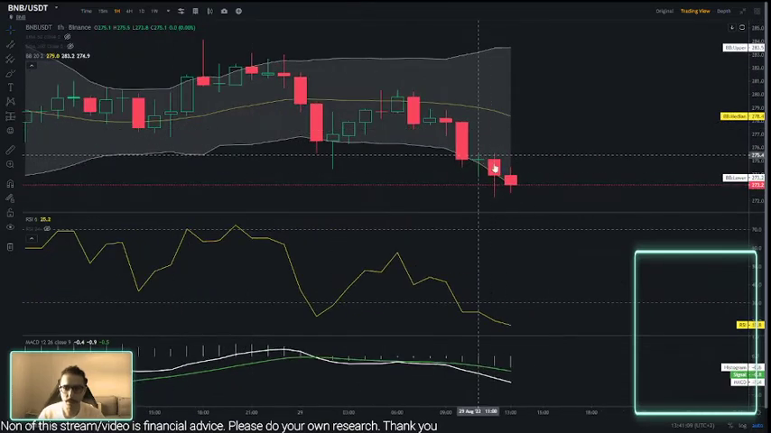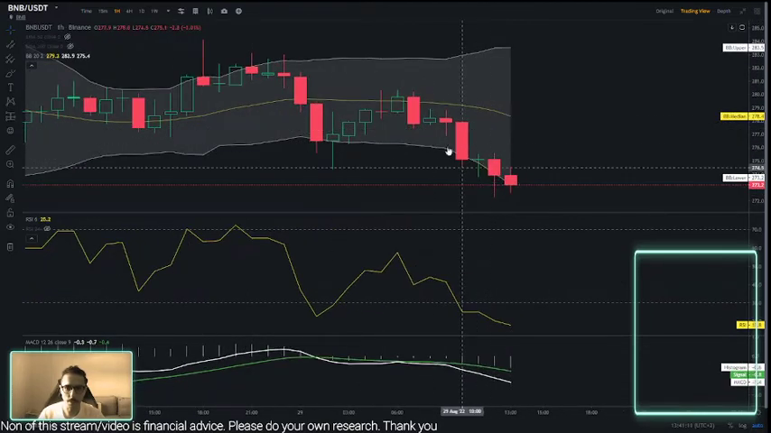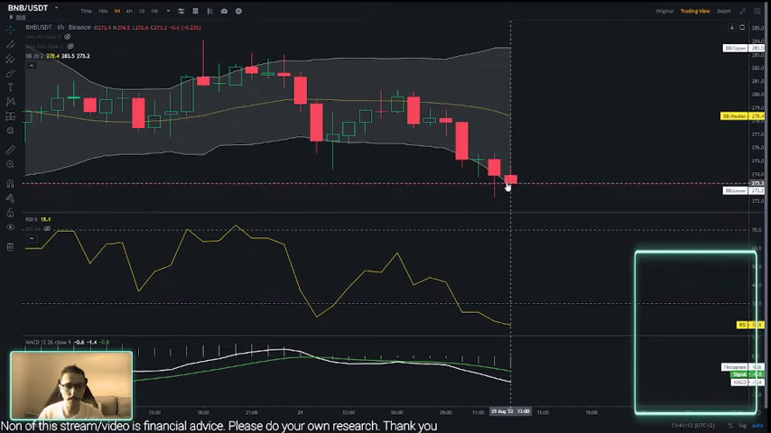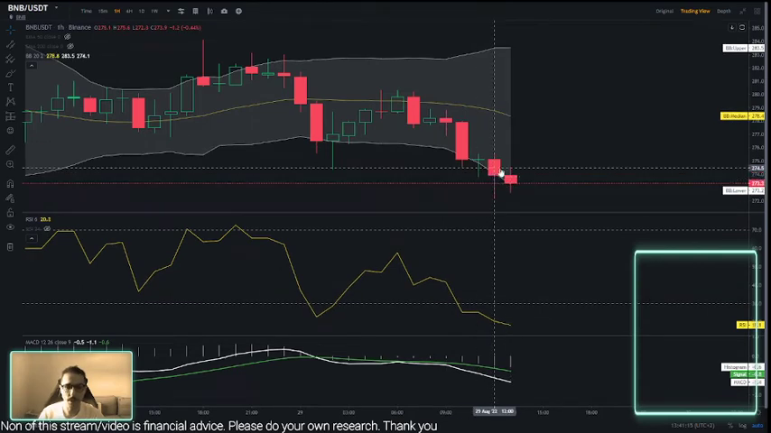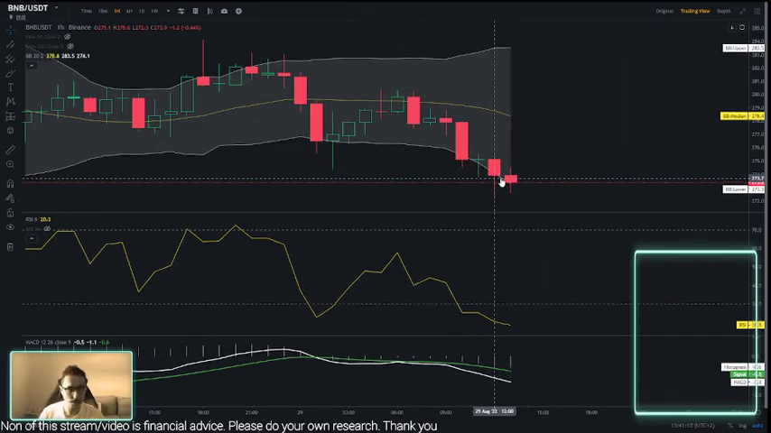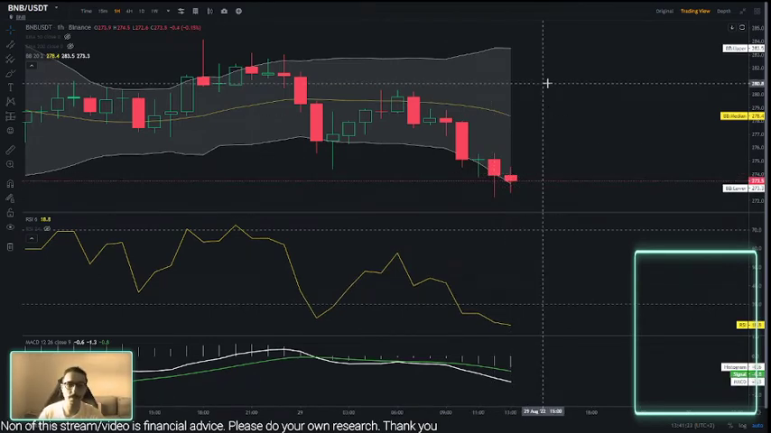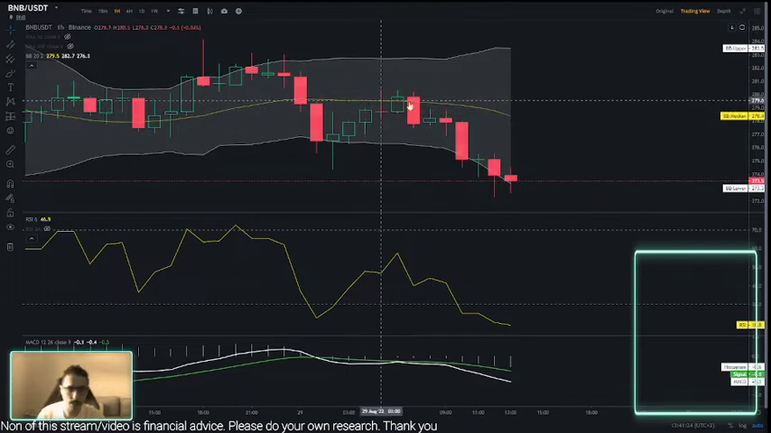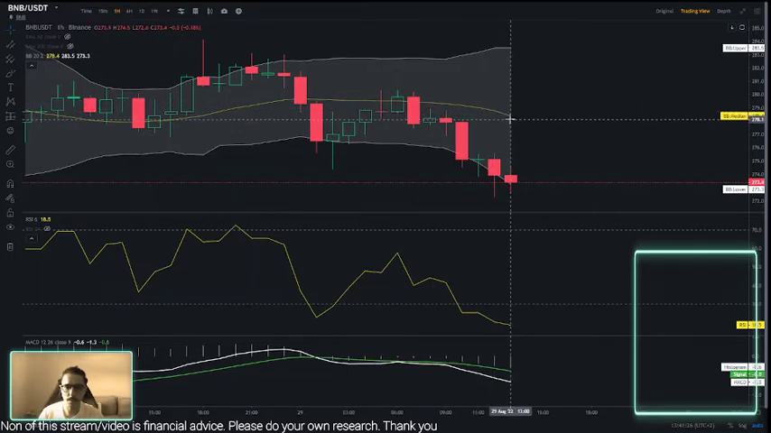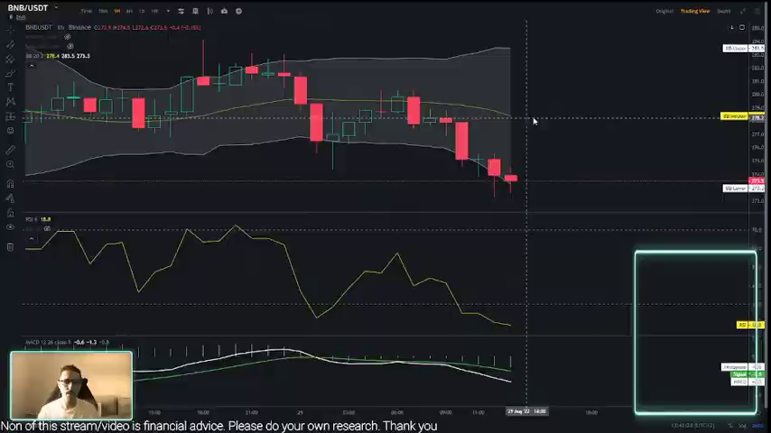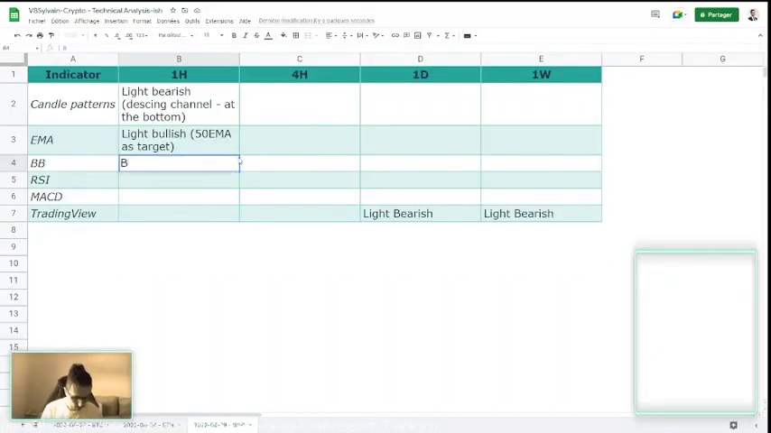So here we are still working with the downside of the Bollinger Band, so it should work as a support level to bounce back to at least this yellow line, which is the median of the Bollinger Band here. So bullish, because we are using the bottom as support.